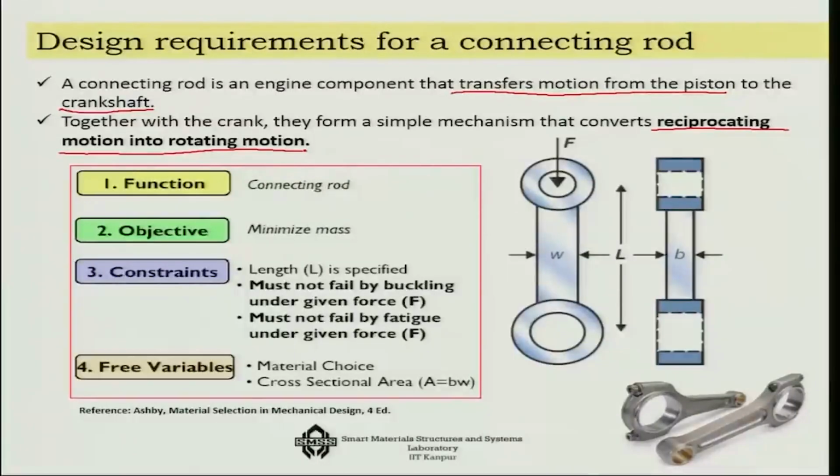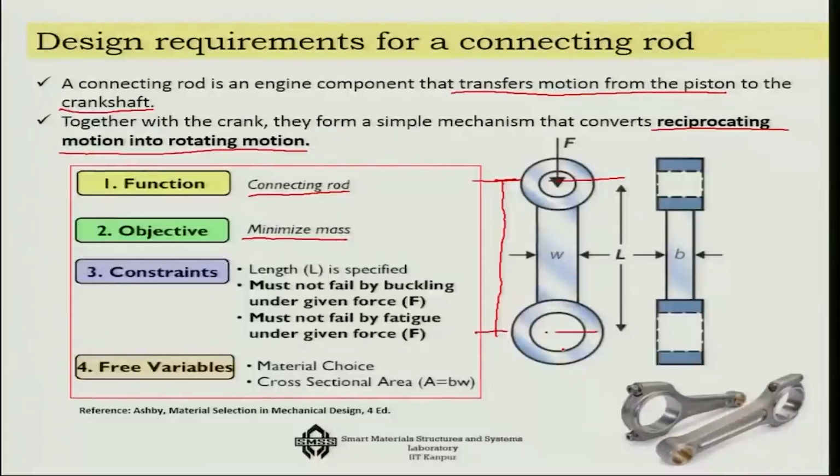So the function here is that it is a connecting rod, it has to transmit force from one end to the other, and the objective is it has to minimize the mass. It has to be as light as possible. Constraints will be that first of all the length is specified, we cannot arbitrarily choose the length. So this center to center length will be specified, and it must not fail by buckling under the given force, because as you can see, the connecting rod is going to get a compressive kind of load.